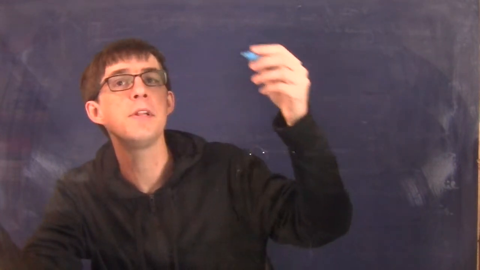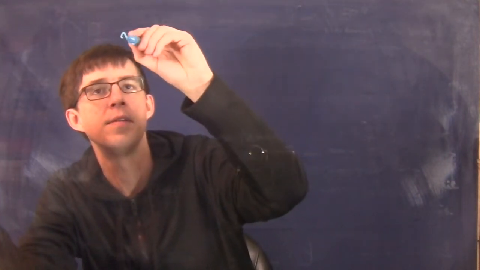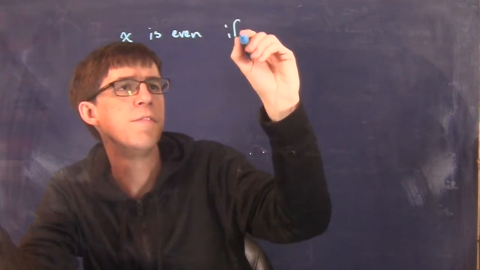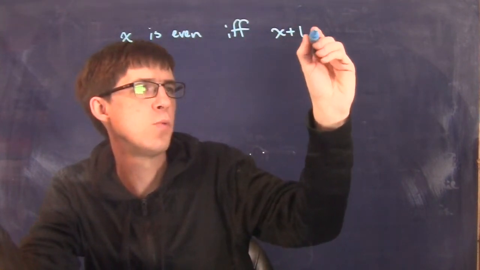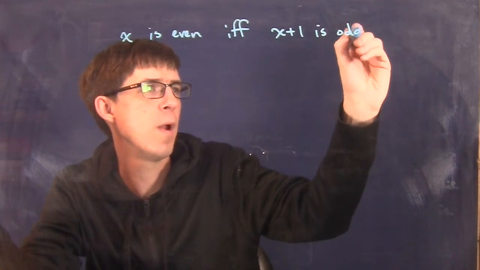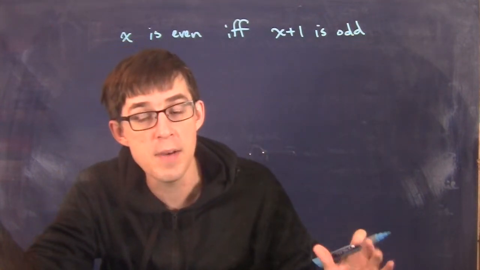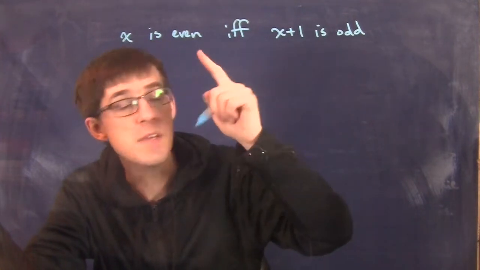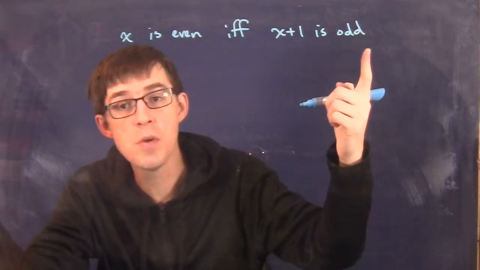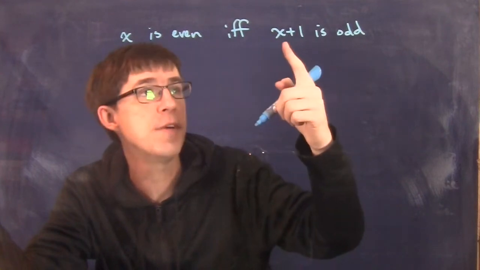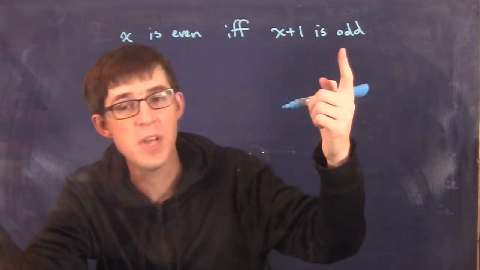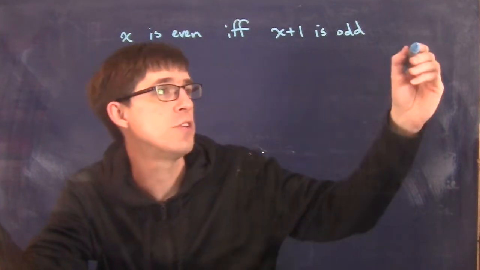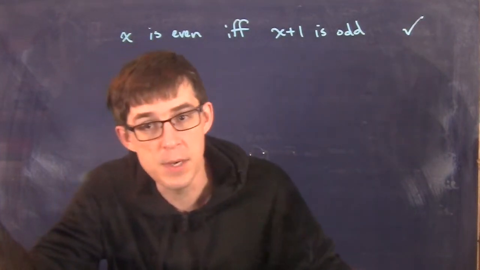So typically it would be used when you're saying something like this: x is even if and only if x plus 1 is odd. Right? This is a true fact. If x was even and you add 1 to it, then the result will be odd. And the other way is also true. If you have something where x plus 1 is odd, then that automatically means that x is even, which means this if and only if statement is true.